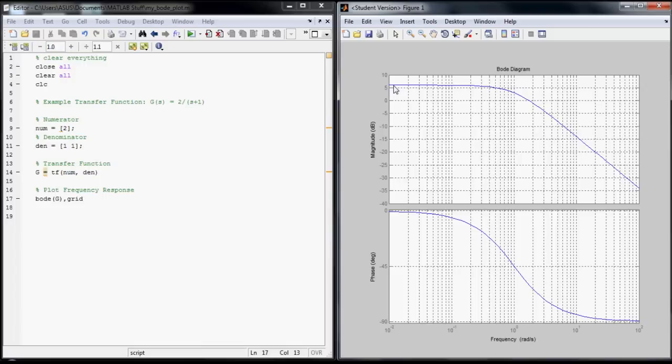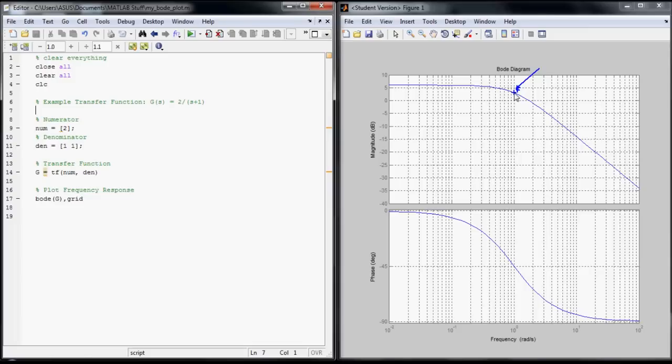Next thing to notice is what's called the breakpoint. Breakpoints will be located at wherever you have a pole or zero. In this case, we have a pole, essentially a zero in the denominator, if you'd like to call it that. Here at s equals negative 1, so our break frequency is at 1 radians per second. And that will be located at 10 to the 0. 10 to the 0 is 1. So we know where this point is. Now I'll show it to you here on the graph. It's right here. This is our break point.